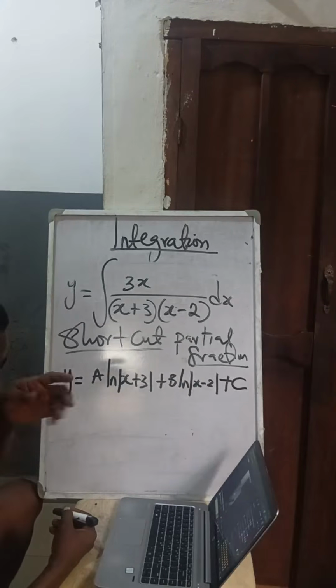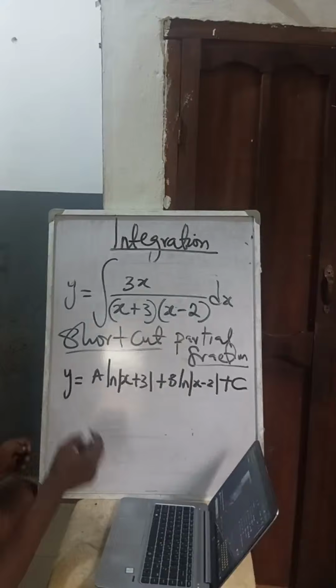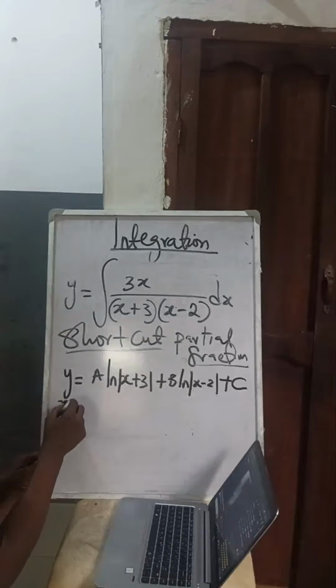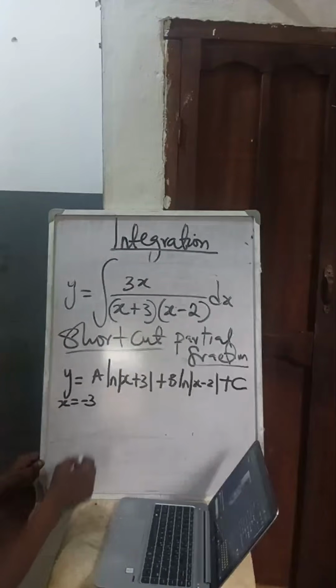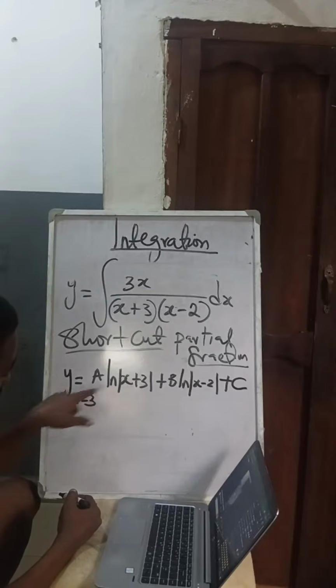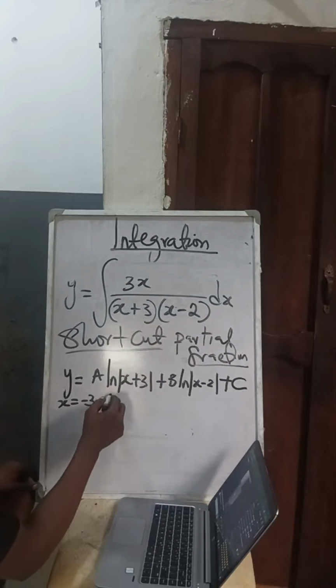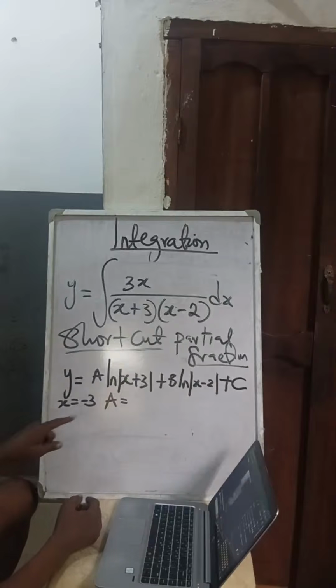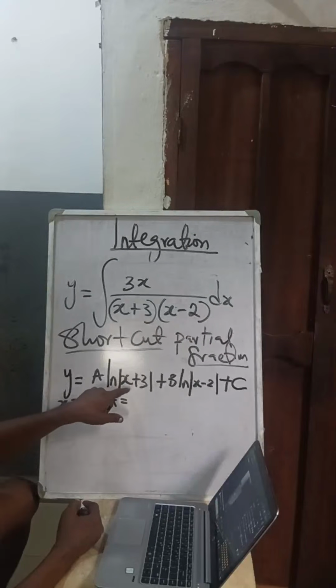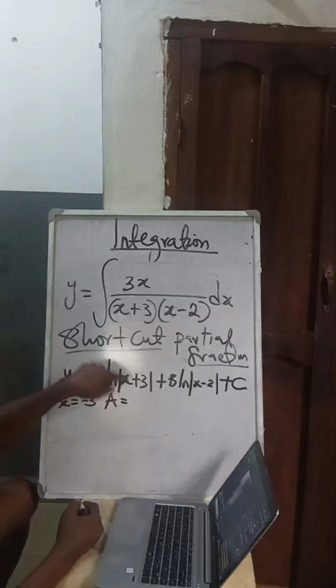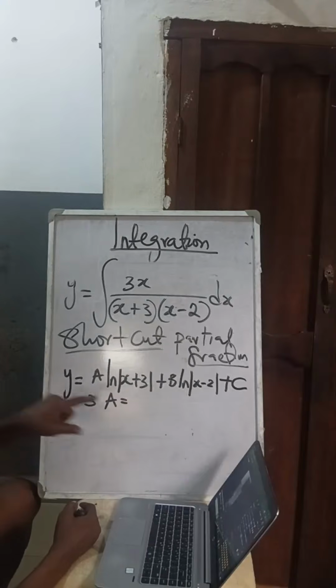pick x plus 3 and say x is equal to minus 3. So when x is equal to minus 3, we are looking for A, because x plus 3 equals 0 gives x is equal to minus 3. We are looking for A.